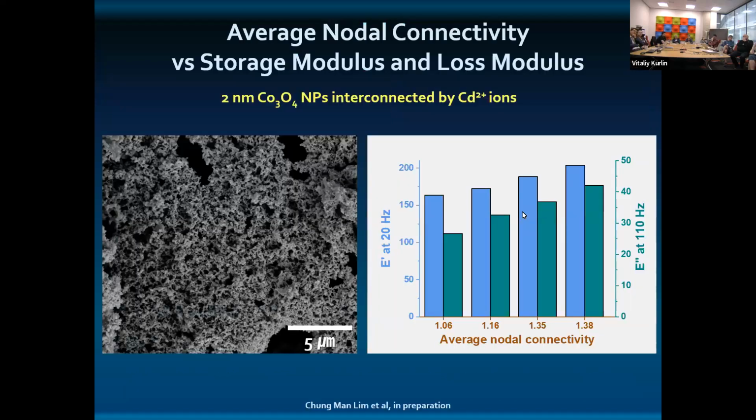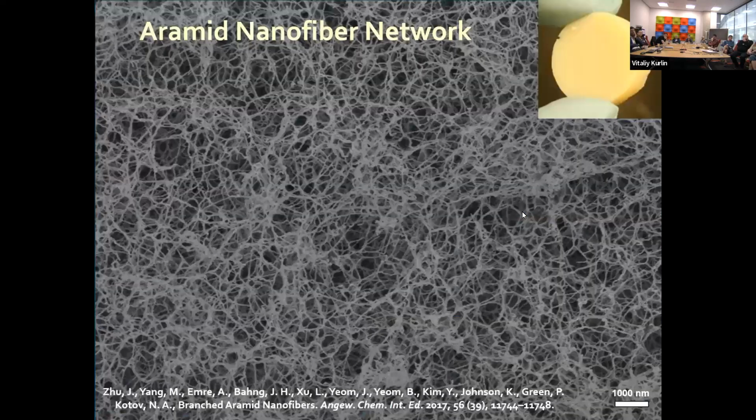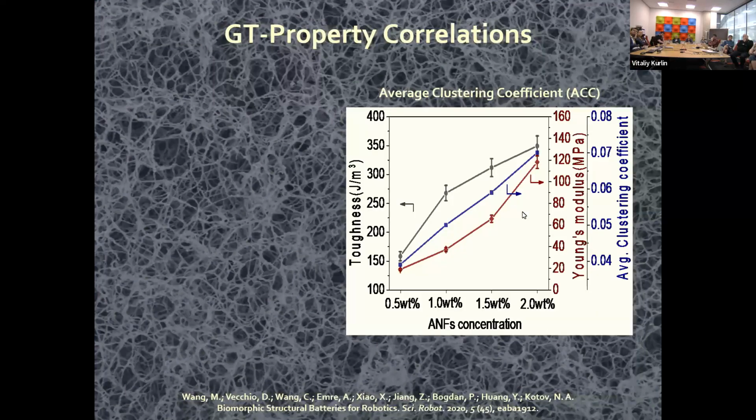It's true not only for those particles, but for other particles. These are unpublished data. We just test it again and again. And the average nodal connectivity is very much connected to the stiffness of the gel. These are aramid nanofibers that you just saw. We looked at their parameters, and here not only the average nodal connectivity, but also the clustering coefficient is related to the Young's modulus and toughness.